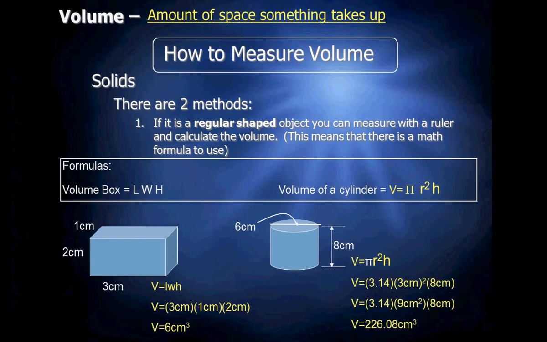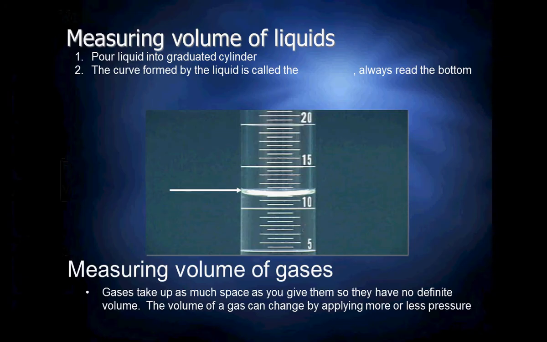So those are regular shaped solids. Well, what if we have a liquid? Now, we don't measure the length of a liquid or the area of a liquid, but we can measure the volume of a liquid. And how do you do this? We do it using a tool called, what is this? Graduated cylinder. Okay, this is a graduated cylinder.